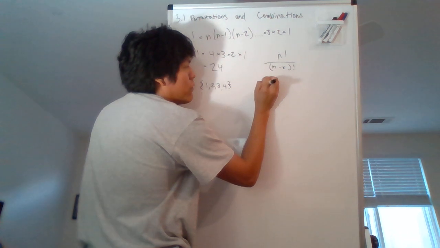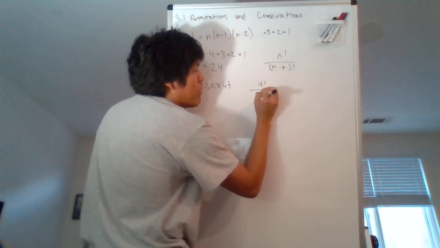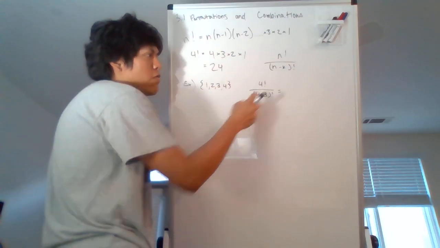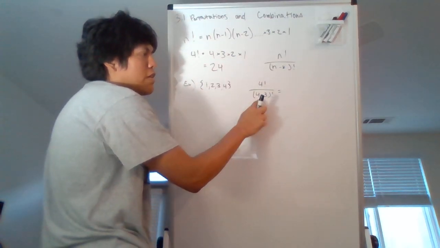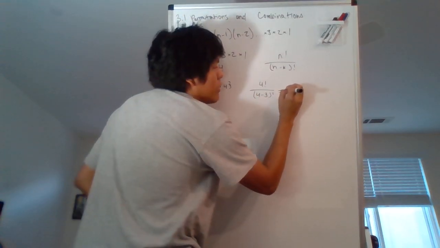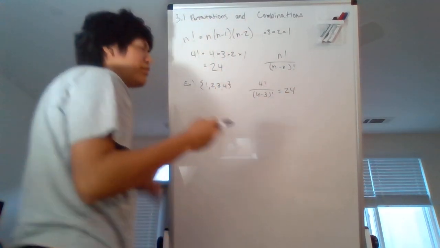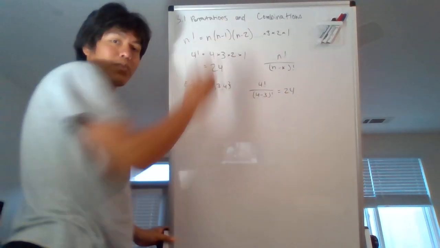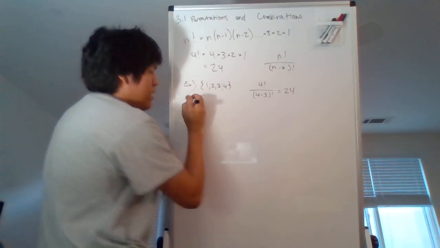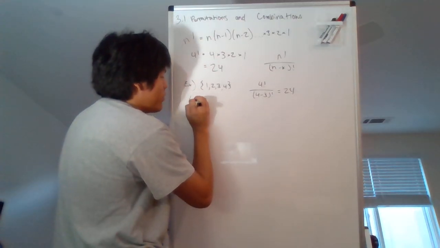That would be equal to 4 factorial over 4 minus 3 factorial. So 4 factorial is 24. 4 minus 3 is 1. 1 factorial is just 1. So that is equal to 24. Okay? So there are 24 possible 3 element subsets we can make. And I'm going to try to draw all of them out.